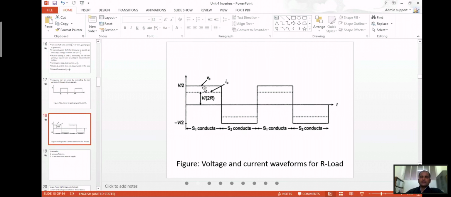If you want to find out the current, V equals IR, so you have I equals V by R. From this you can find out the current. Alternately, S1 and S2 are conducting.